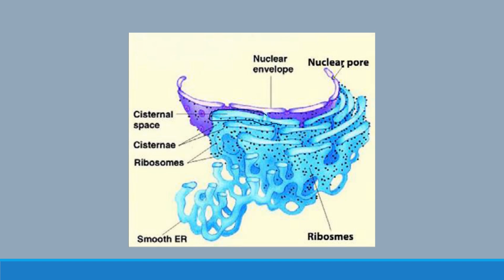Then you can see the smooth endoplasmic reticulum and its tubular structure. तो यहाँ पे आप देख सकते हैं कि जिस endoplasmic reticulum के पोर्शन पे ribosomes attached नहीं हैं, they are mentioned as smooth endoplasmic reticulum.